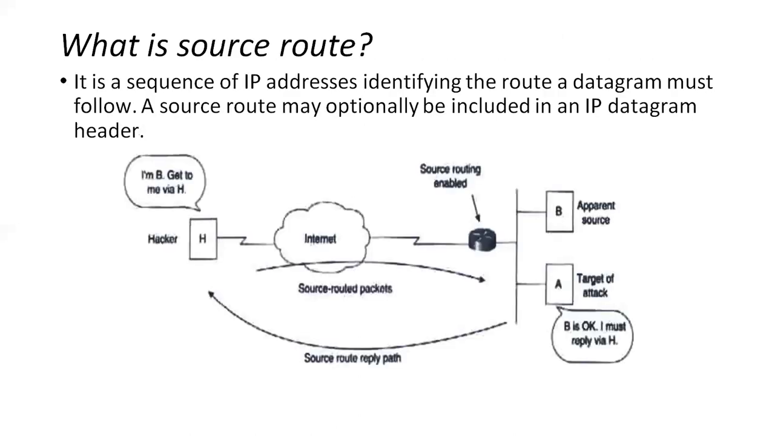What is source route? It is a sequence of IP addresses identifying the route a datagram must follow. A source route may optionally be included in an IP datagram header. In computer networking, source routing, also called path addressing, allows a sender of a packet to partially or completely specify the route the packet takes through the network. In contrast, in conventional routing, routers in the network determine the path incrementally based on the packet's destination.